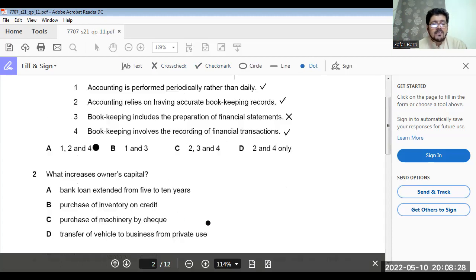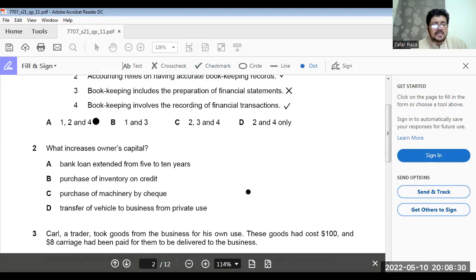Okay. Now come to question number 2. What increases owner's capital? Bank loan? No. Purchase of inventory on credit? No. Purchase machine by check? No. So what is left? D, yes. Transfer of vehicle to business from private use. Okay.